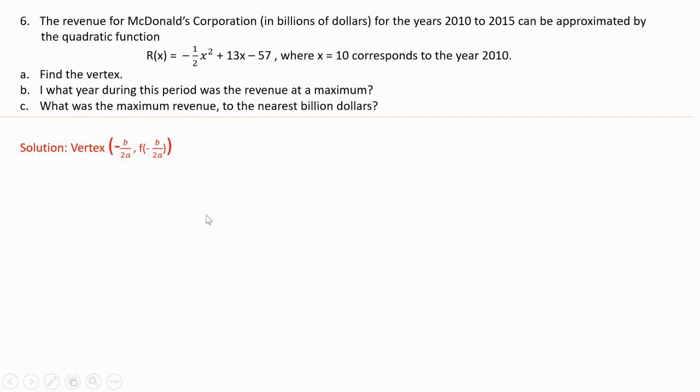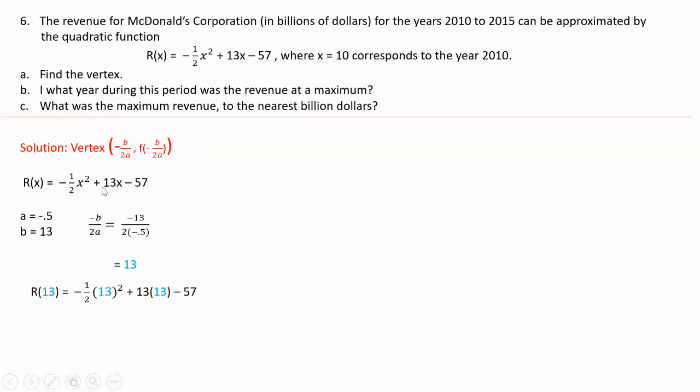So again, this is the formula for the vertex. So I have to know what the A and the B are. So my A is negative 0.5 or negative 1/2, and my B is 13. So let's plug it into the formula. I'm going to plug in 13 for the B, and I'm going to plug in negative 0.5 for the A. So the answer will be 13.